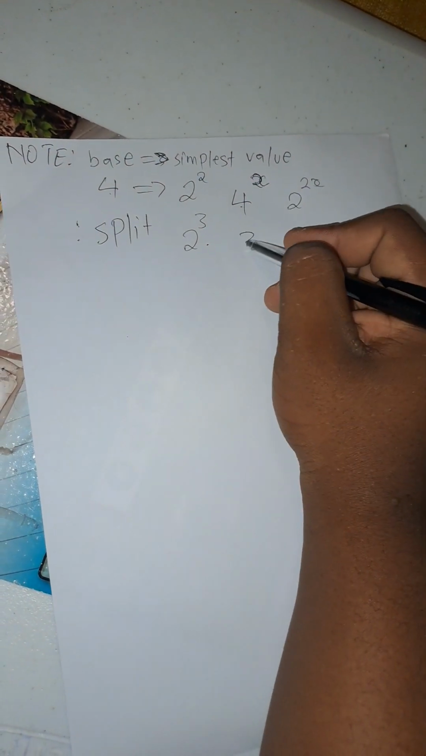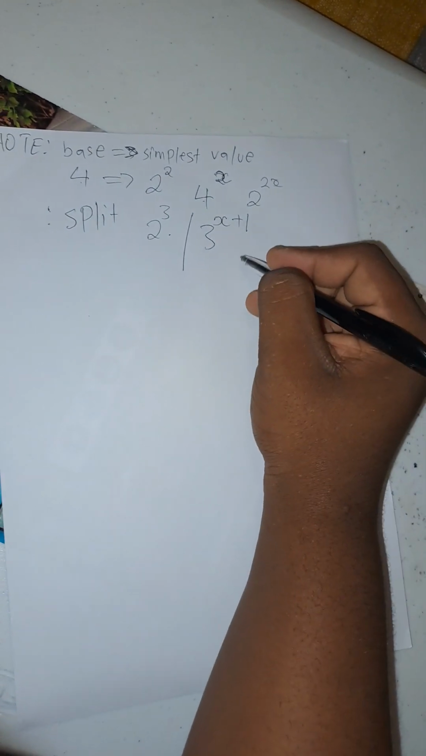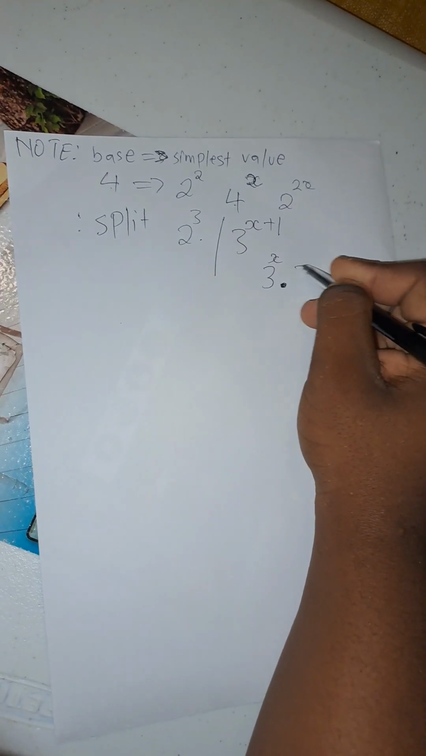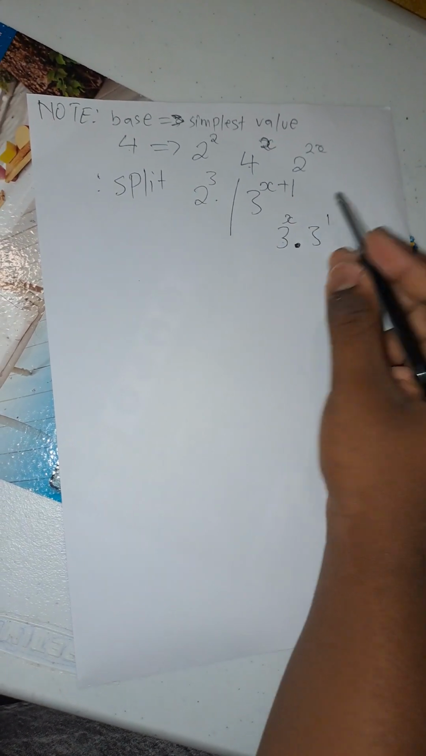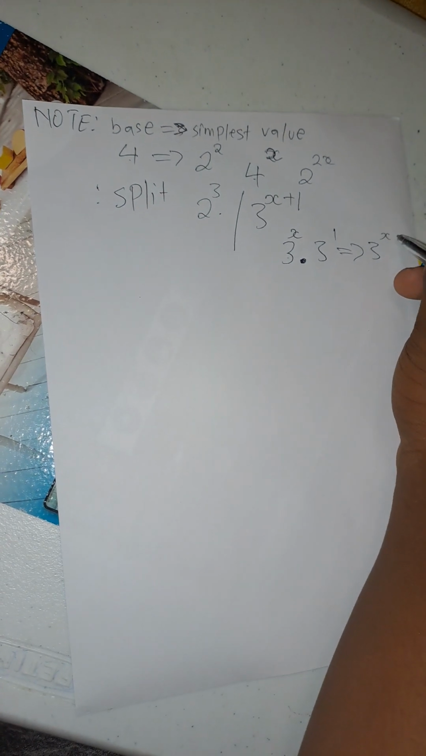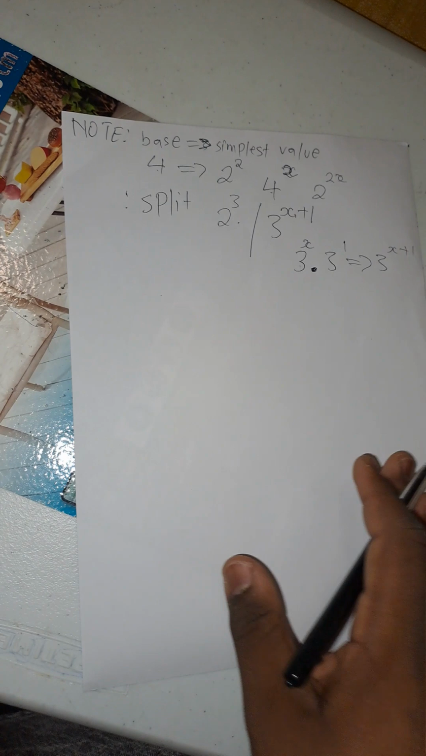Let's just say we have 3 to the power of x plus 1. When you want to split, you say 3 to the power of x times 3 to the power of 1. That's how you split. And check: same bases, multiplying, you do what? You add exponents. So it's going back to the first law, 3 to the power of x plus 1, which is this one. I'll show you the other ones when you do example questions.